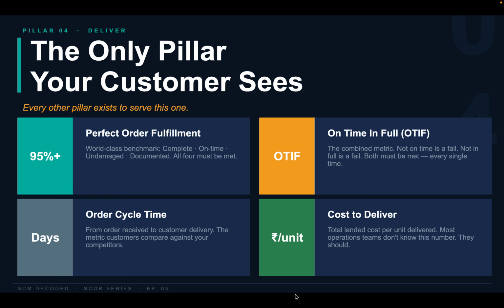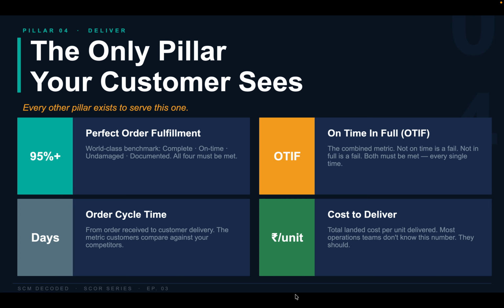Let us talk about OTIF, on time in full. The combined metric. Not on time is a fail, not in full is also a fail. Both must be met every single time. Order cycle time. From order received to customer delivery. This is the number your customer compares against your competitors, whether you measure it or not. And the future orders depend on that.